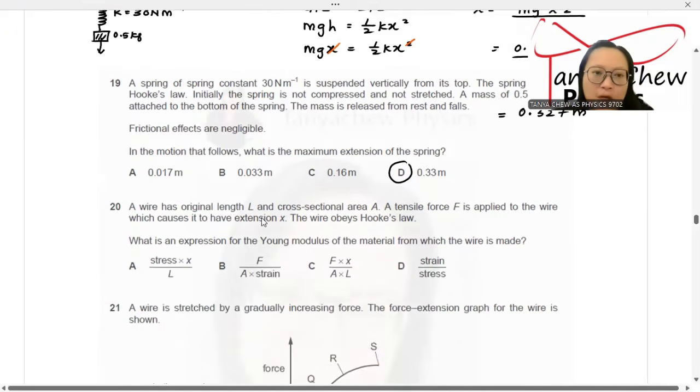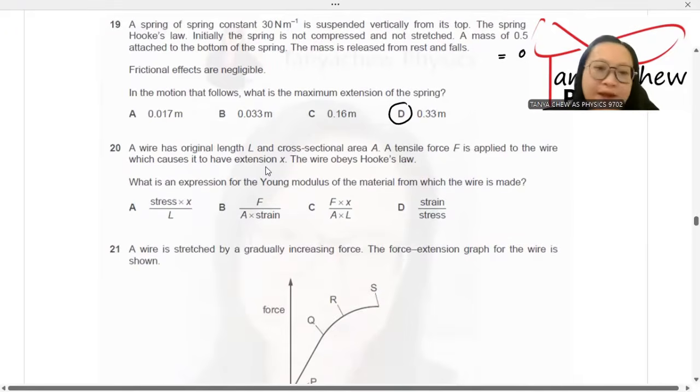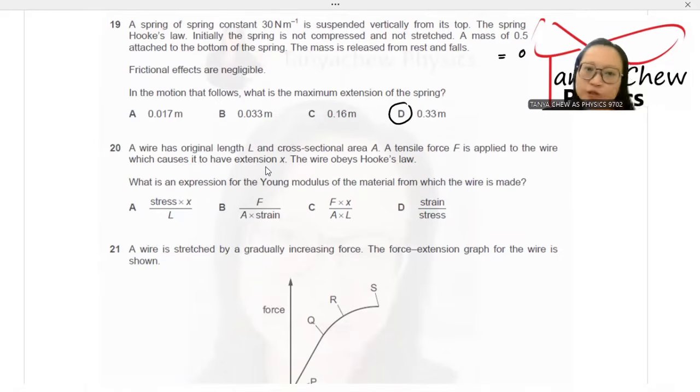Number 20. A wire has original length L and cross-sectional area A. A tensile force F is applied to the wire, which causes it to have extension x. The wire obeys Hooke's law. What is an expression for the Young modulus of the material from which the wire is made?